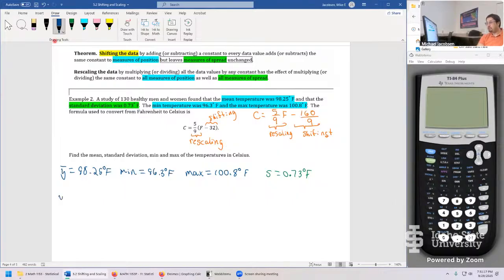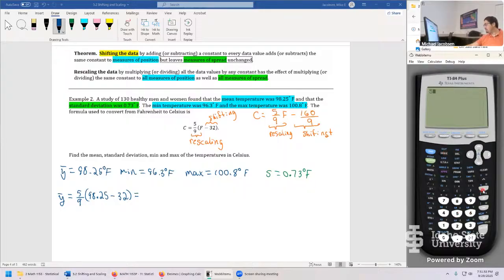So for example, the new Y bar is going to be 5/9 times the old temperature reading in Fahrenheit, which was 98.25, then minus 32. And that's all we have to do to work through this problem. We just have to be worried about anything that was a measure of spread, because that's the one time the formula does alter for us. So at the moment, it's really just a big calculator problem.